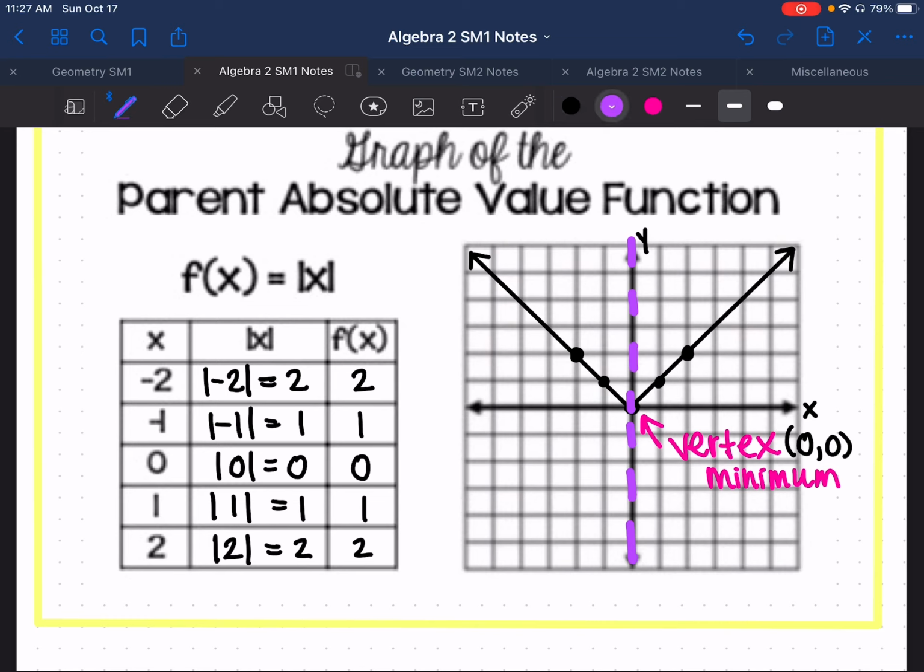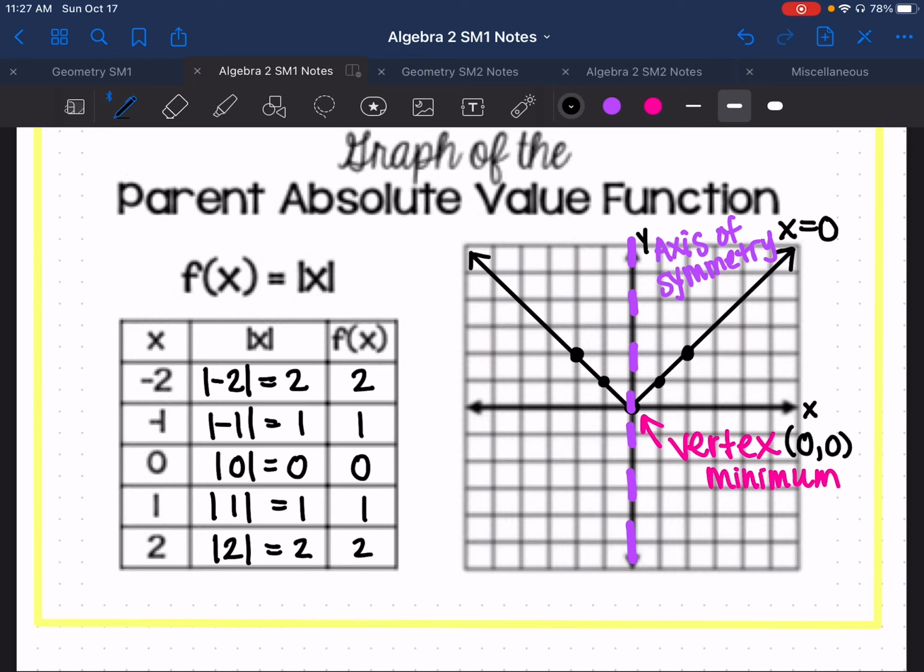My axis of symmetry is the line, the vertical line that goes right through my vertex. Since it is a vertical line, it has the equation x equals, and it's simply the x value of your vertex. If you look at your vertex right down here, the x value is 0, so my axis of symmetry would be x equals 0.